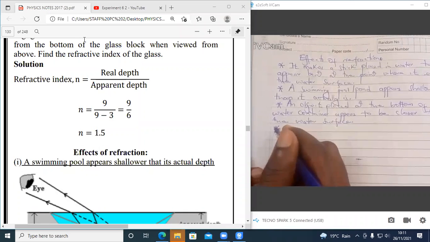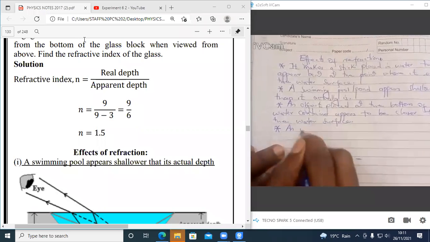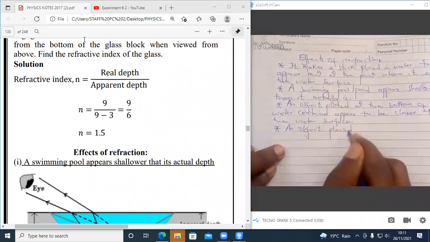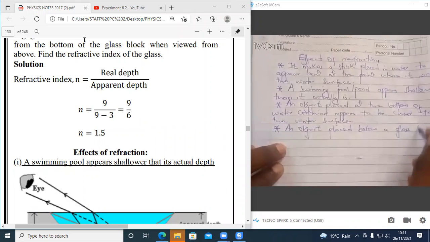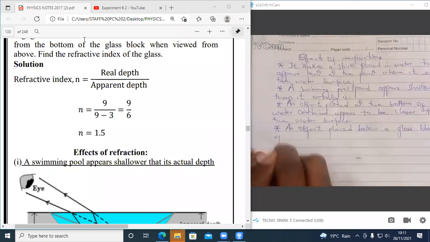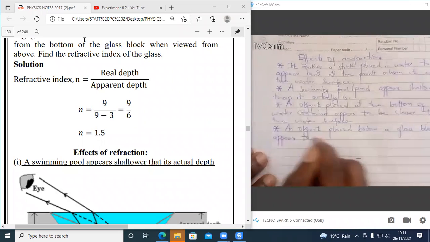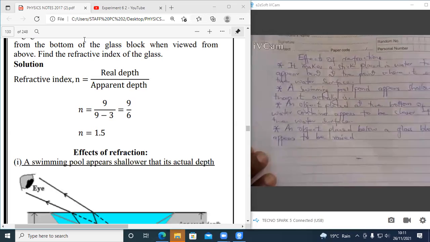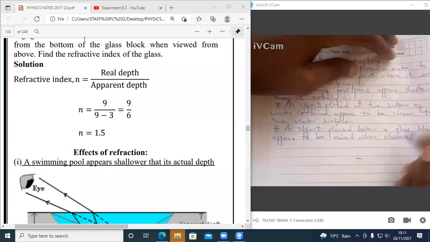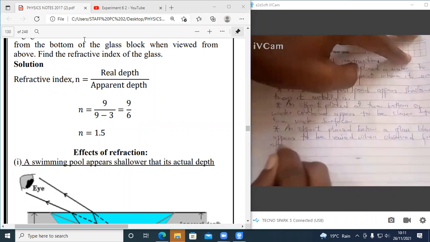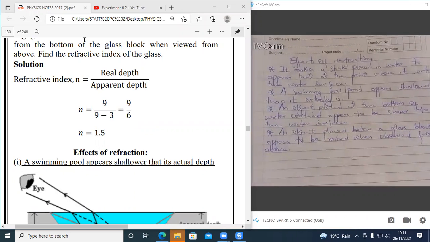Then the fourth one, an object placed below a glass block appears to be raised when observed from above.